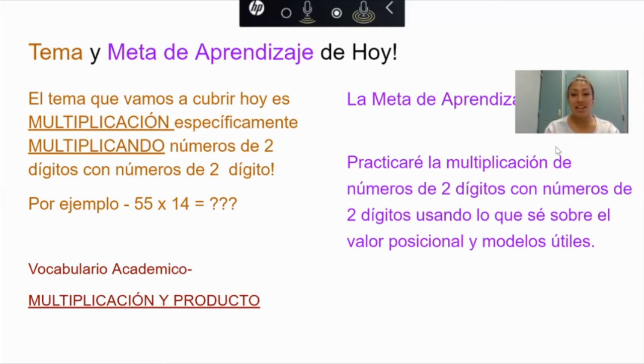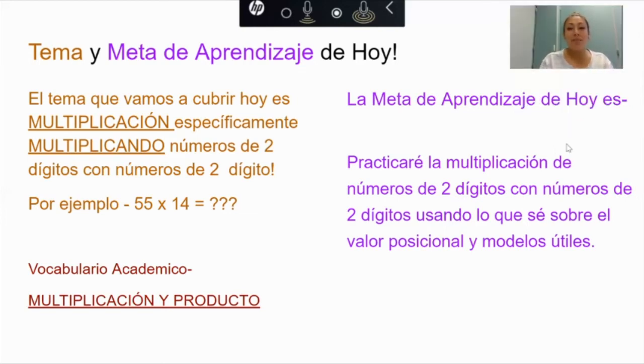Vamos a repasar la meta de hoy. La meta de aprendizaje de hoy es, léelo conmigo: Practicaré la multiplicación de números de 2 dígitos con números de 2 dígitos, usando lo que sé sobre el valor posicional y modelos útiles. Acuérdense que la meta de aprendizaje es lo que quieres lograr aprender después de la lección de hoy. Vamos a tomar un poquito de tiempo para reflexionar al final de la lección de hoy.